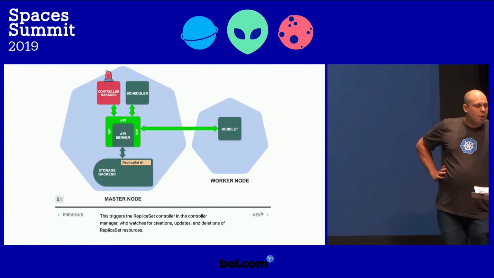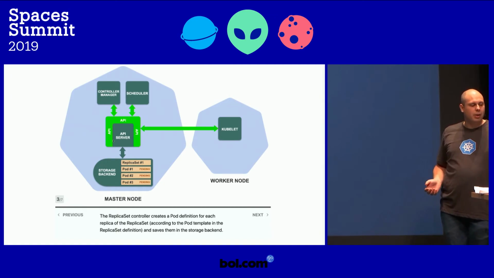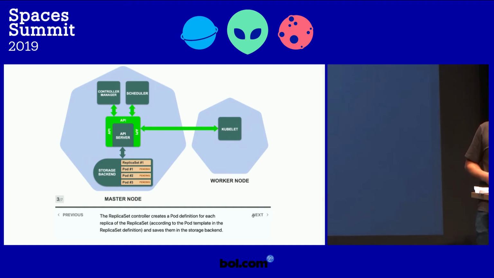If we feed it a new replica set, the controller manager will notice that there is a new replica set, and it has to act. The replica set will be stored in the storage backend, and the controller manager will say, okay, so we need a couple of replicas for pods, and it creates those pod resources for you.